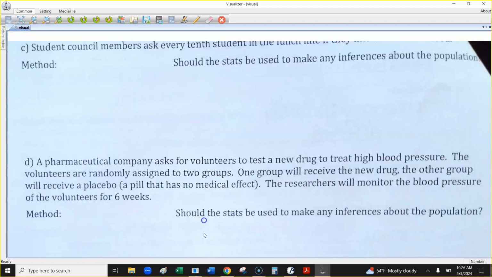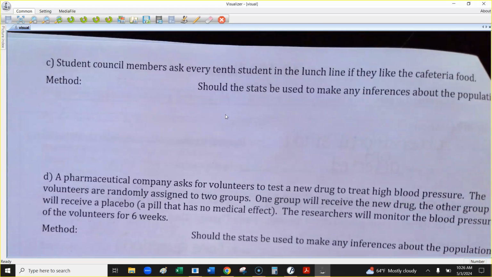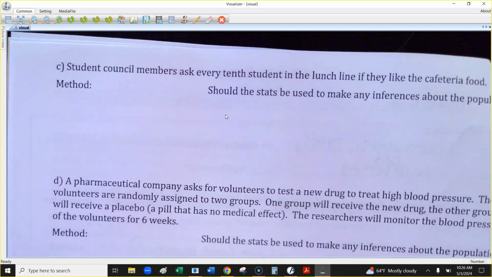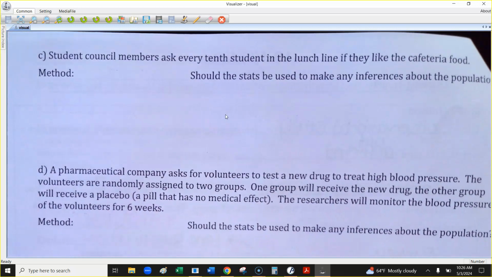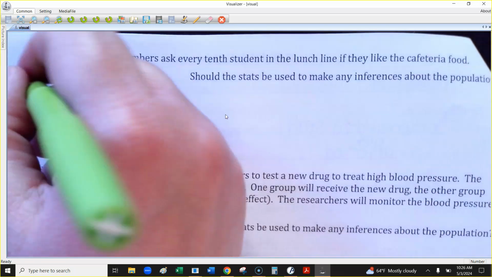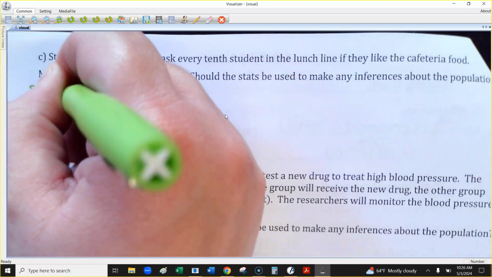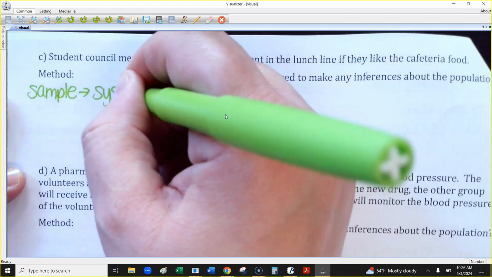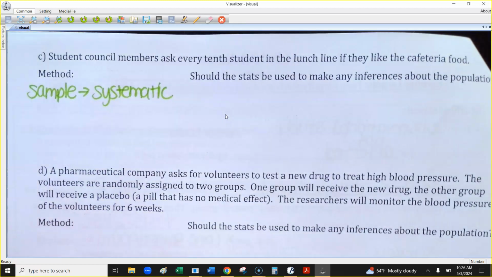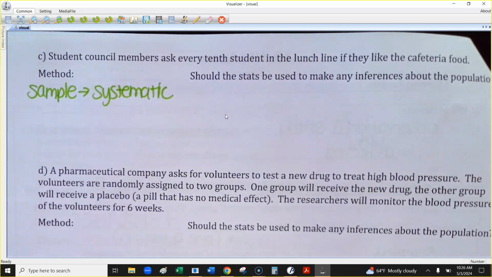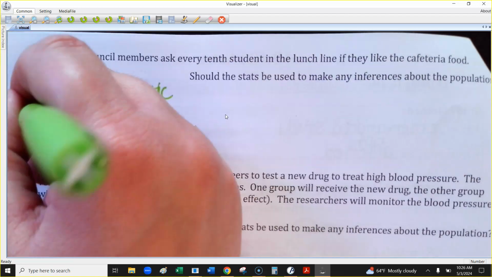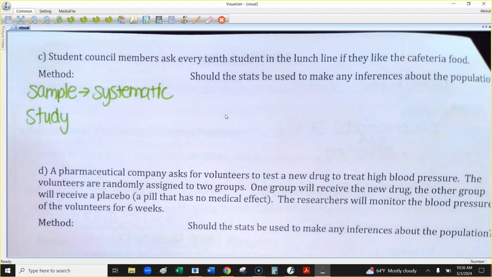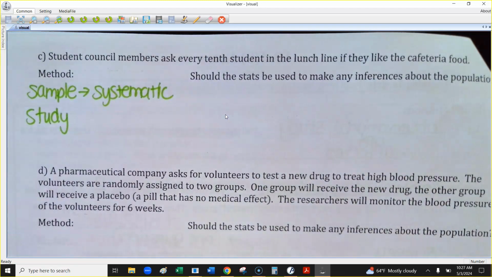All right. Here's my next scenario. This one says, student council members ask every 10th student in lunch line if they like the cafeteria food. Okay, so my sample here, this is what we did yesterday. If you guys remember that, this is the systematic, because we're going to ask every 10th person. If you ask at a regular interval, that's the systematic. All right, and I'm going to ask every 10th student in the lunch line if they like the cafeteria food.